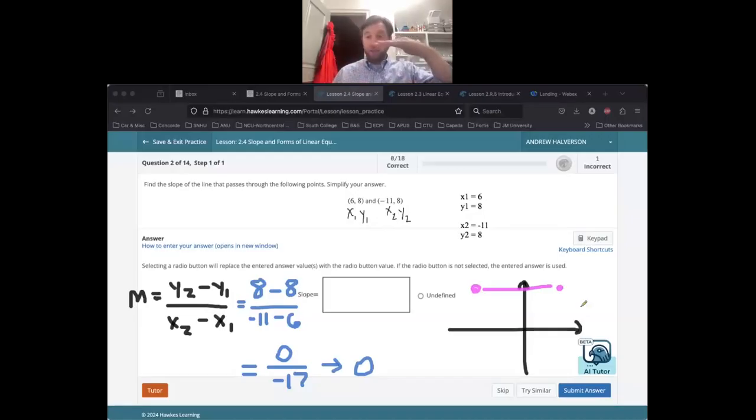That's why it becomes 0, because the y values are the same. When the x values are the same, it's a vertical line, undefined slope, because 0 is in the denominator. When the y values are the same, it's a horizontal line, so it's a 0 slope because the numerator is 0. Questions on that?